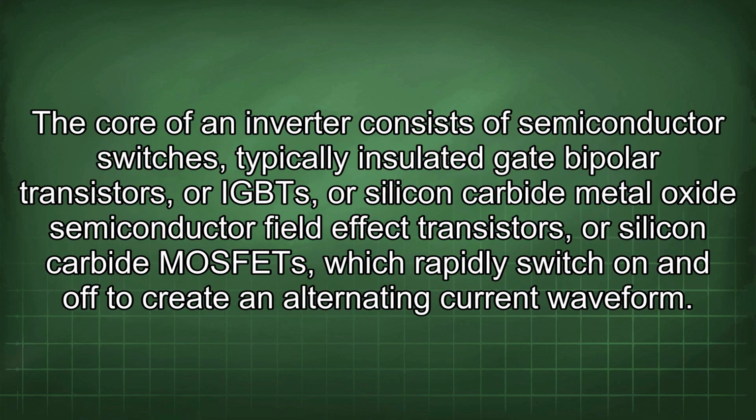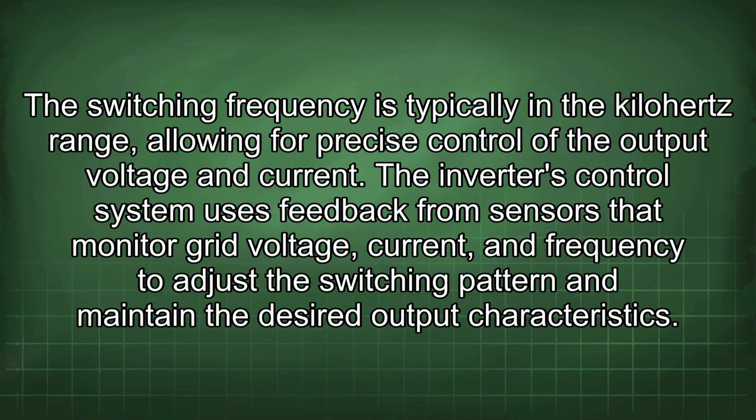The core of an inverter consists of semiconductor switches, typically insulated gate bipolar transistors or IGBTs, or silicon carbide metal oxide semiconductor field effect transistors, or silicon carbide MOSFETs, which rapidly switch on and off to create an alternating current waveform. The switching frequency is typically in the kHz range, allowing for precise control of the output voltage and current. The inverter's control system uses feedback from sensors that monitor grid voltage, current, and frequency to adjust the switching pattern and maintain the desired output characteristics.